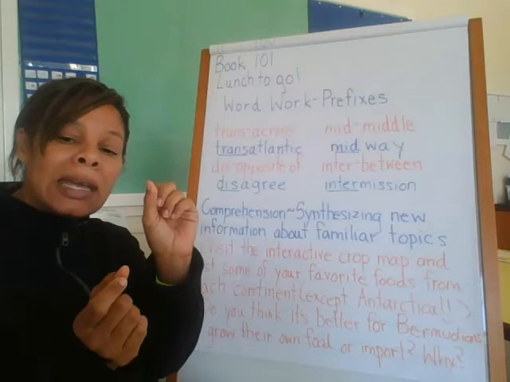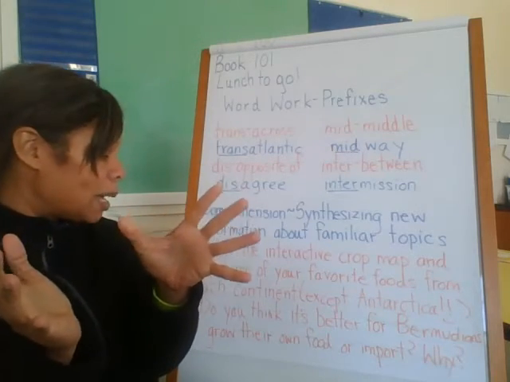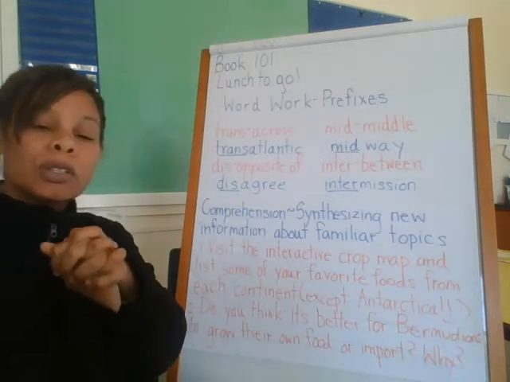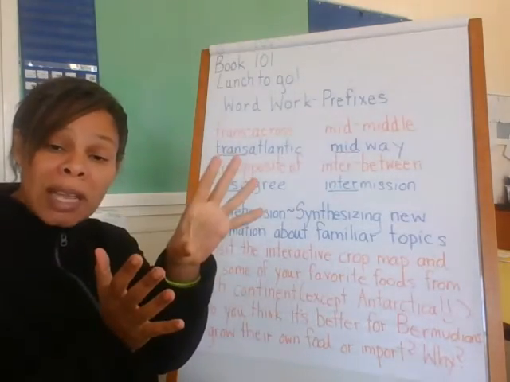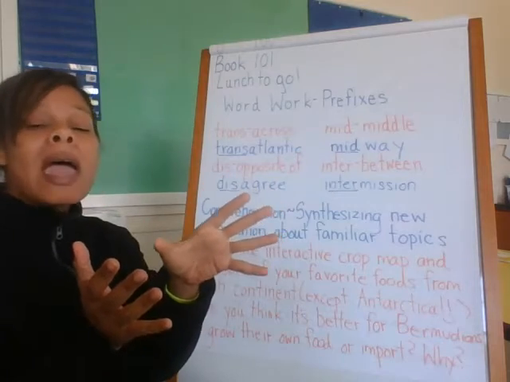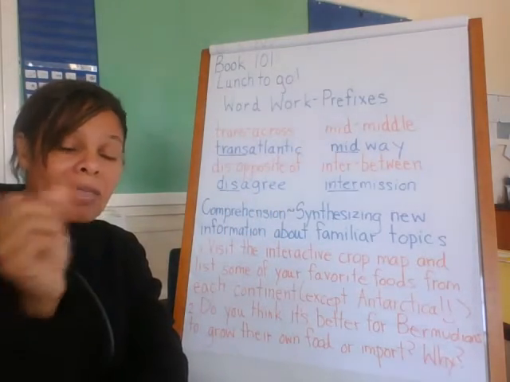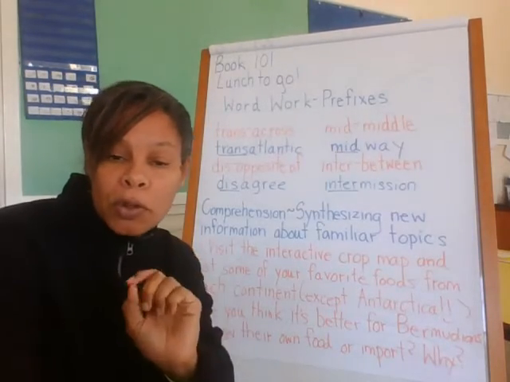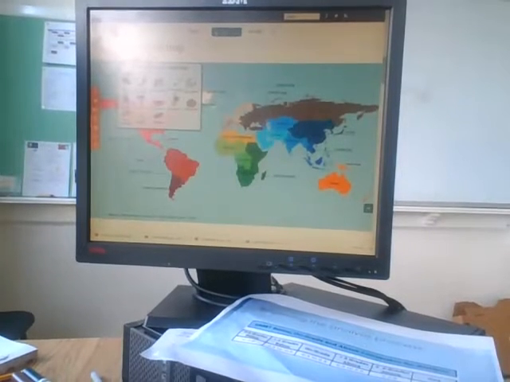I'm going to put the link on this YouTube video page. I basically want you to go to this crop map and go to each continent. Look at the foods that come from those places, those continents rather, and make a list of the foods that you enjoy eating that come from these continents. So I'm going to move you so I can show you my computer so you can see what the map looks like. All right, so you are looking at my computer.